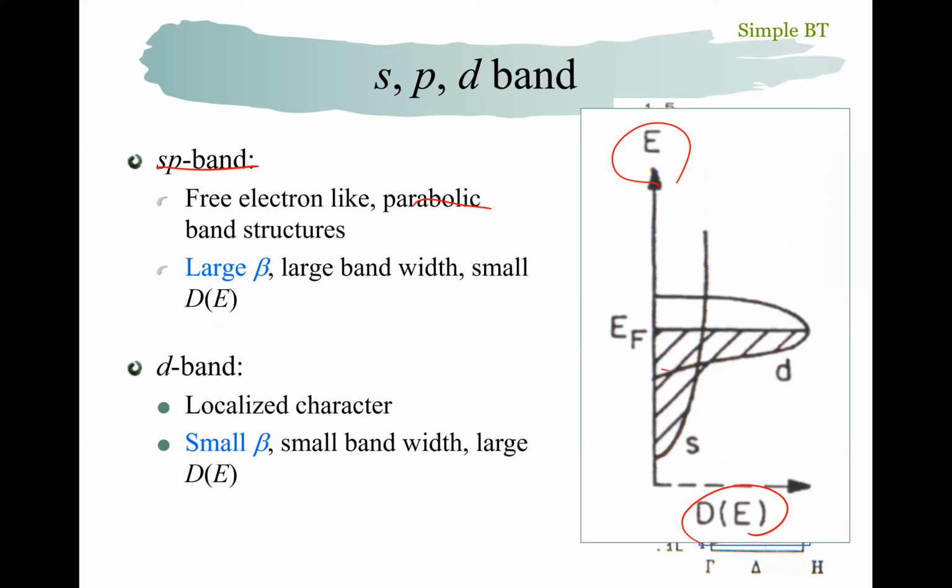But in a D band, usually they are localized. So the density of states at the Fermi level is usually large. This is the typical character of the D band. This is the typical character of the S band or P band.